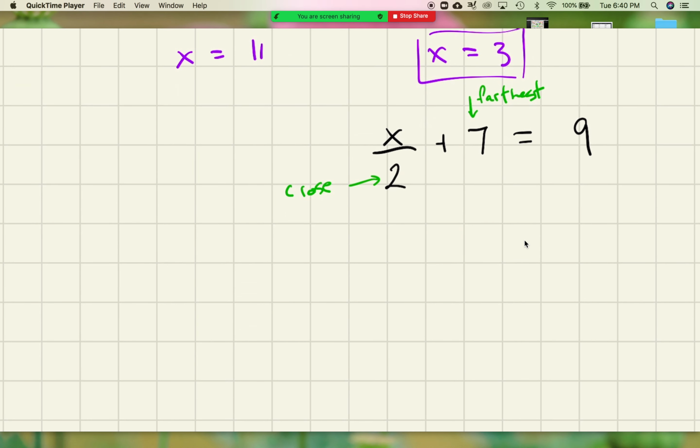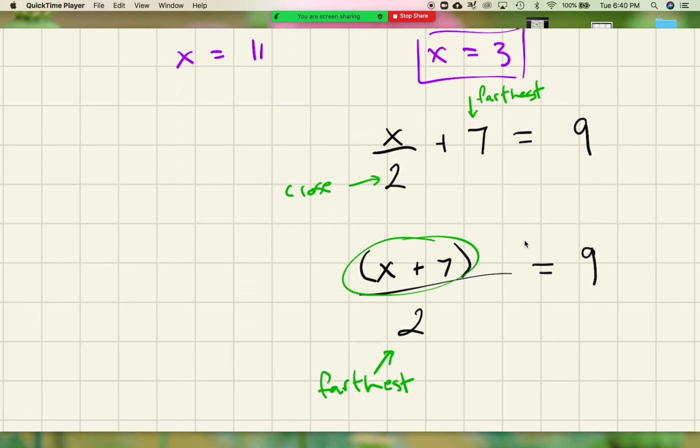If I rewrote this, it's a totally different equation, even though I'm going to use the same numbers. It's completely different just because of the parentheses. So if I had (x plus 7) divided by 2 equals 9, simply because of notation, the 2 is now the farthest, because the parentheses grouped together the x and the 7. So the closest thing to the x is what grouped it together, which is the parentheses. And then this would be the closest. So they switched.